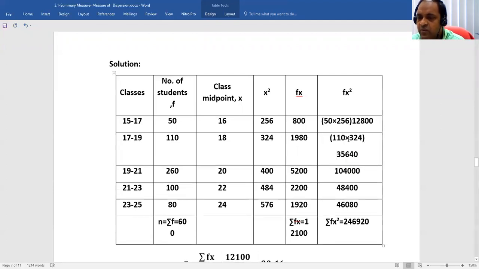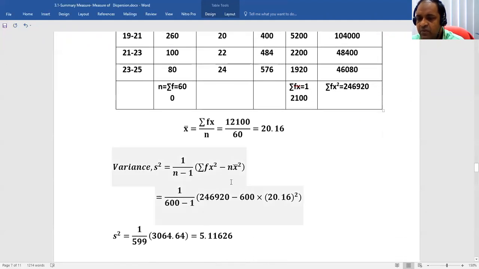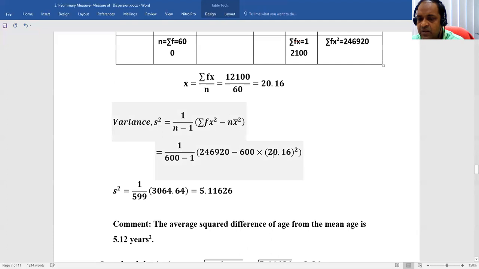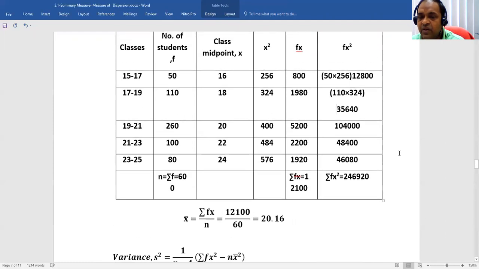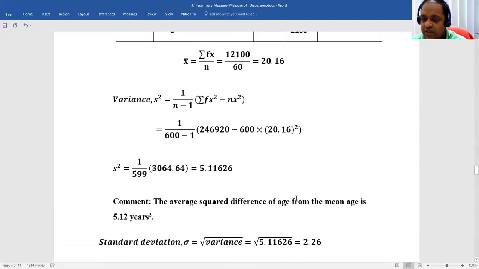So this is the way to calculate f multiplied by x squared. Then sum up and put all the values in the formula; x bar we got is 20.16. If you calculate, you will get the variance 5.1162 years squared, because variance is squared, so the unit will be years squared. So what is the comment? Same comment: the average square difference of age of students from the mean age is 5.12 years squared.